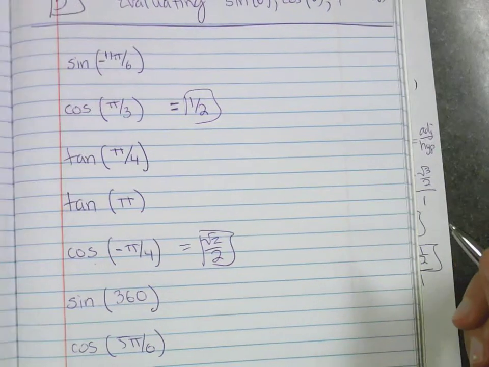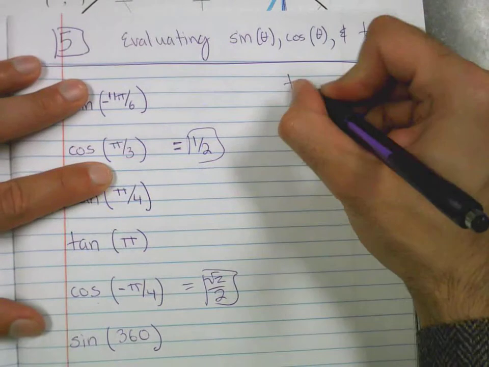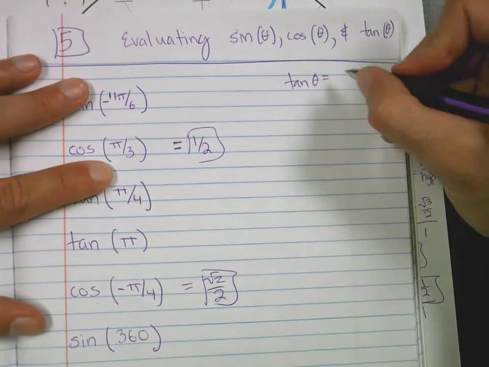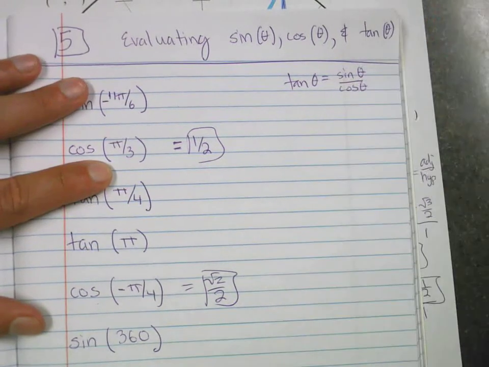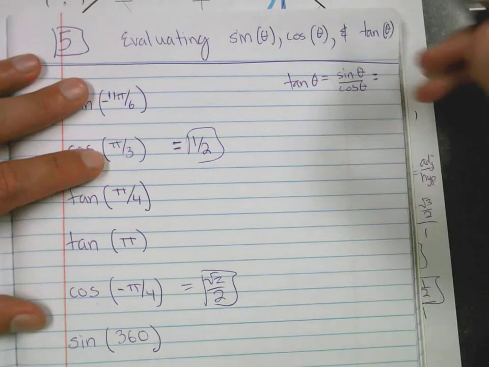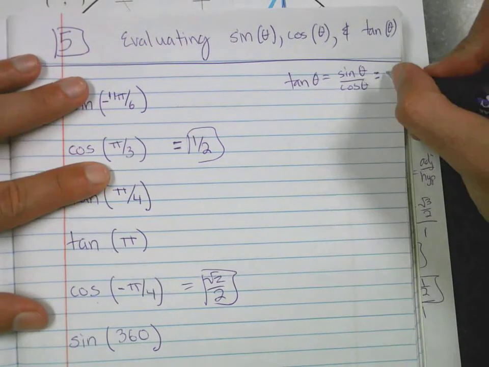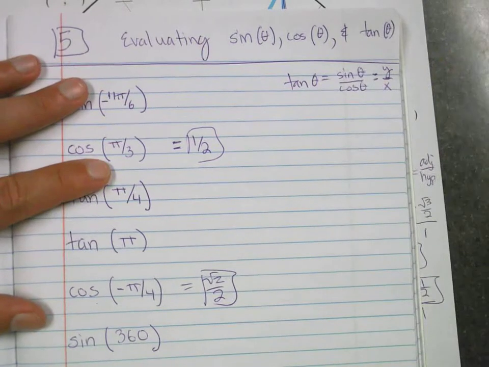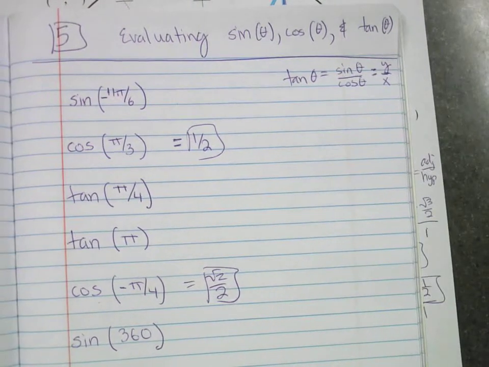Now, the only thing that I haven't really explicitly told you is that tangent of theta is also the same as sine of theta over cosine of theta, by definition. Which means if sine is the y value and cosine is the x value, then to find tangent, we need to just pick the y value and put it over the x value. Okay, so now do these practice problems and check your work when you're done.